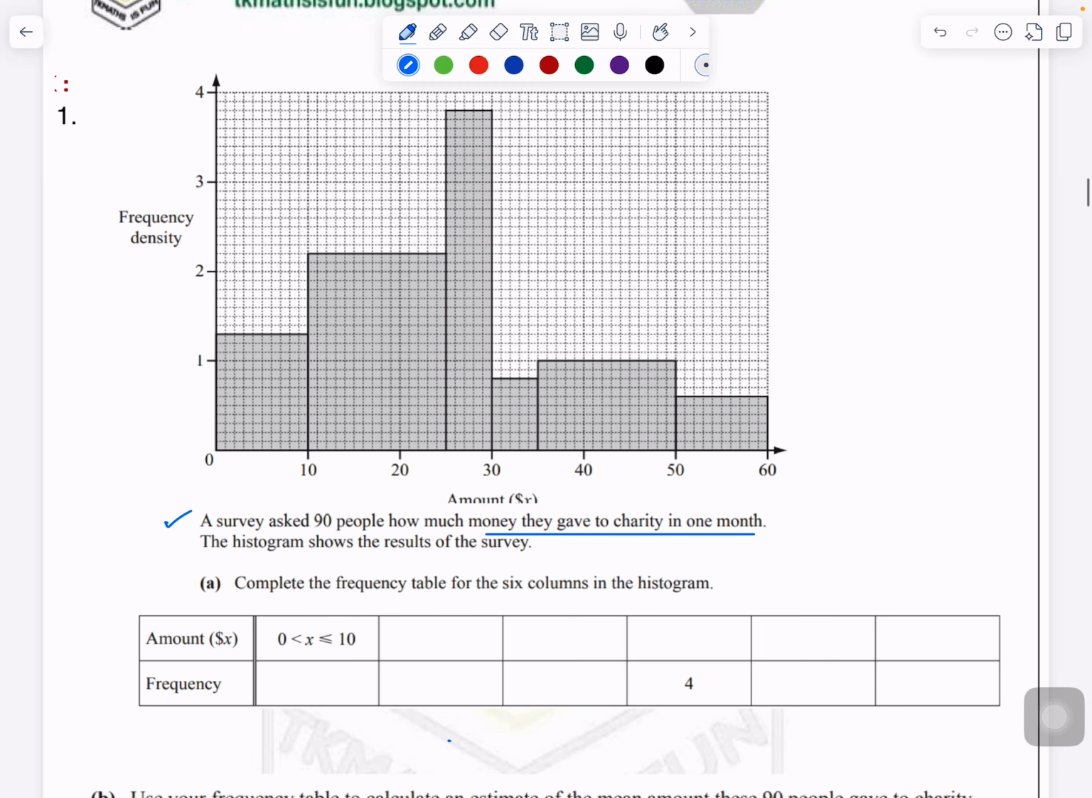So how will you fill this out? 0 to 10, the first one is given to you. So the second one is from 10 to 25. So you can write 10, sorry, with 10 you will not use the equal to sign because with 0 it was not there, right? So with the upper limit we will include it. So it is 25. Then from 25 to 30, this one. Then 30 to 35. And then 35 to 50.